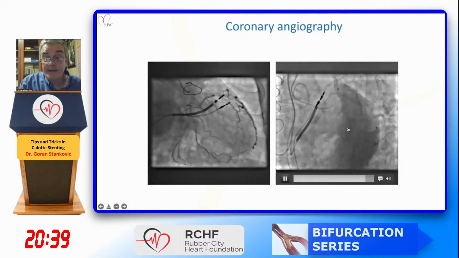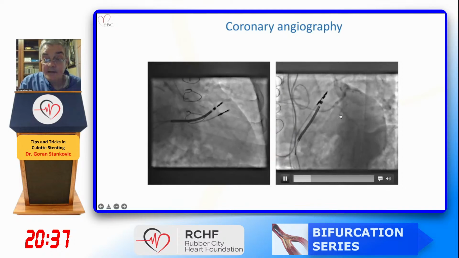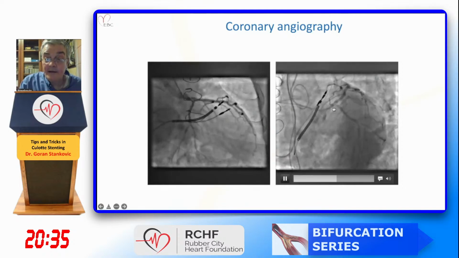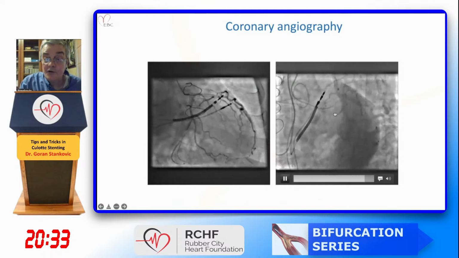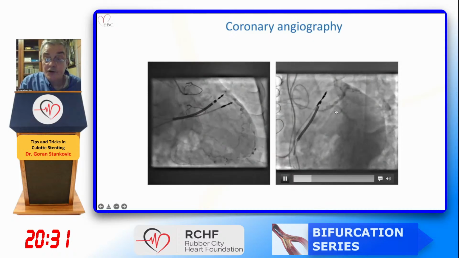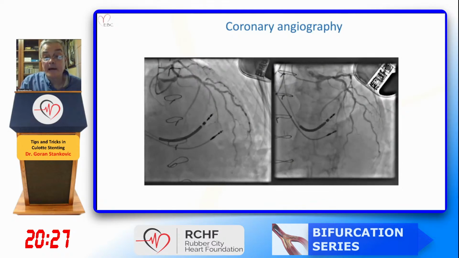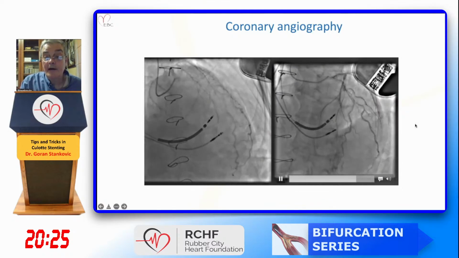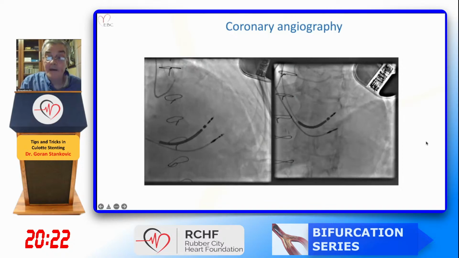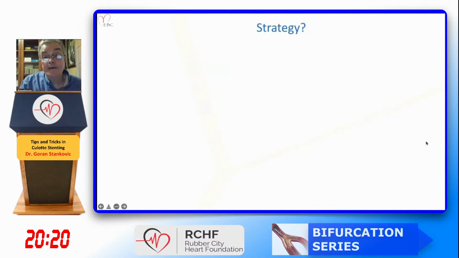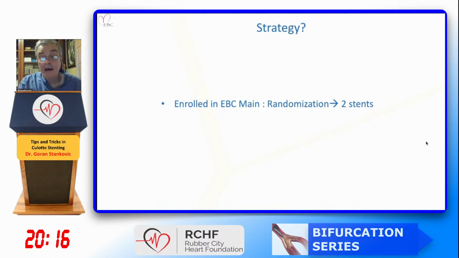So here we see the diffuse disease predominantly in the distal left main, ostium of the circ, and relatively short disease at the ostium of the LAD. Then in another projection, we see more of this distal left main and ostial LAD. So the strategy: again, the patient was randomized in the EBC main, and randomization was two stents.